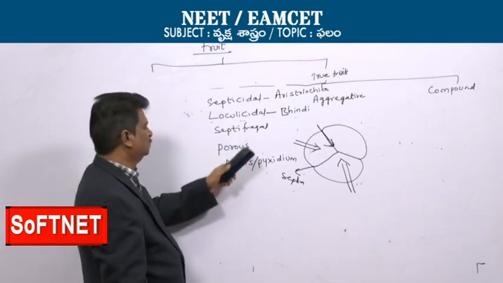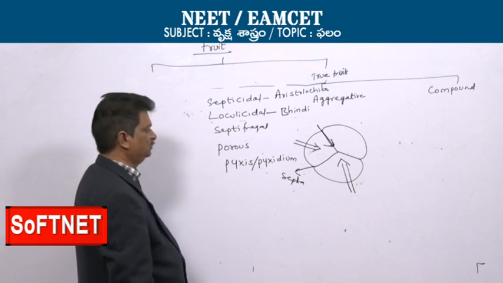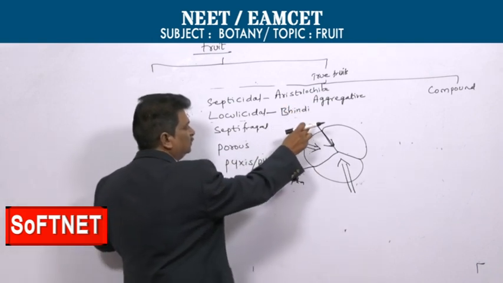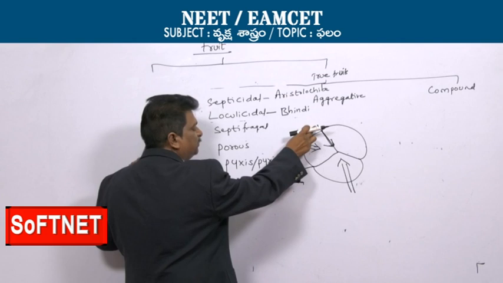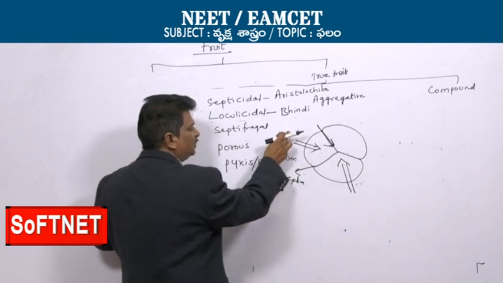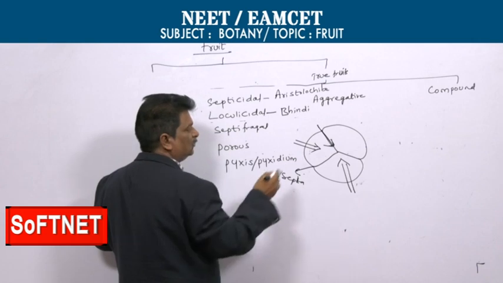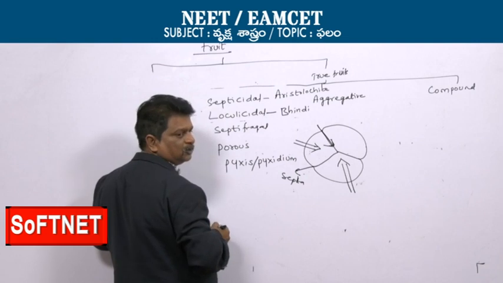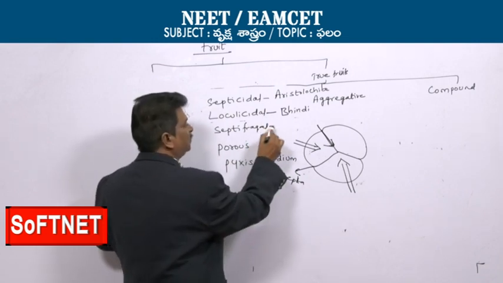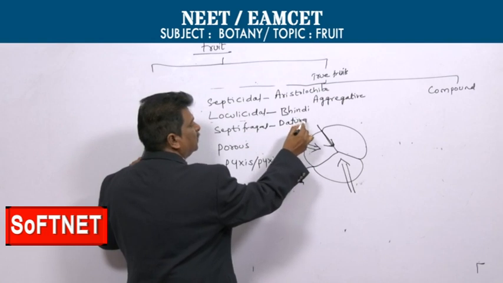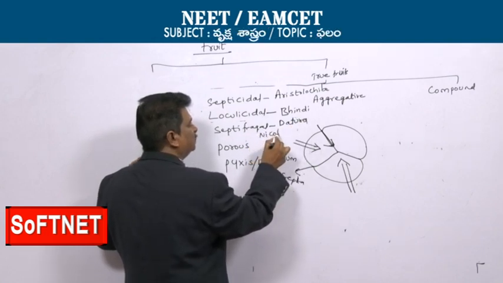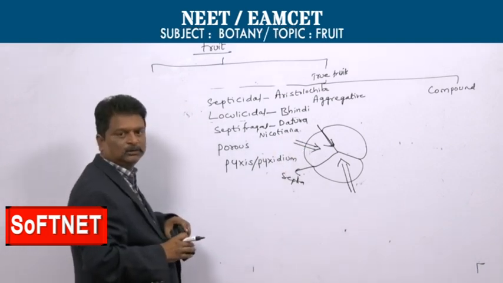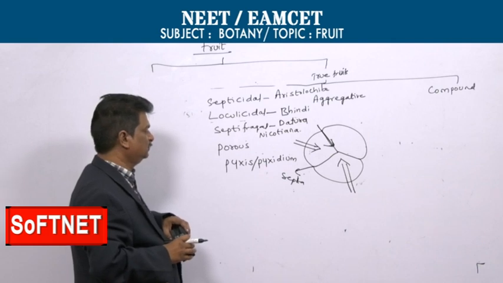Then third one, septifragal capsule. Septifragal means it shows either septicidal or loculicidal type of dehiscence. Example for septifragal: datura and nicotiana.